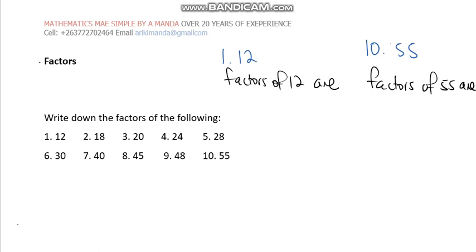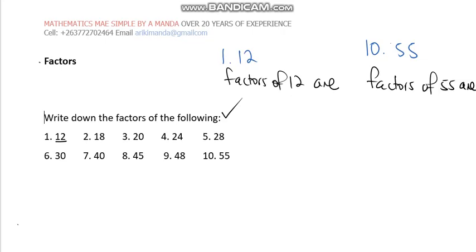Let's look at number systems, and we are looking at factors in particular. Our question says, write down the factors of the following numbers. I've taken number 1, which is 12. So write down the factors of 12. Factors of 12 are, here let's look for the numbers that get into 12 without leaving a remainder.